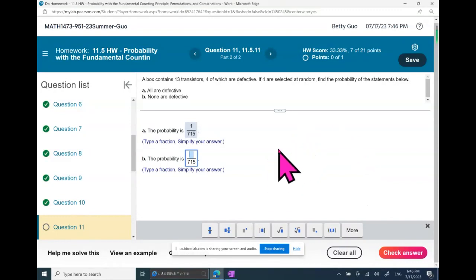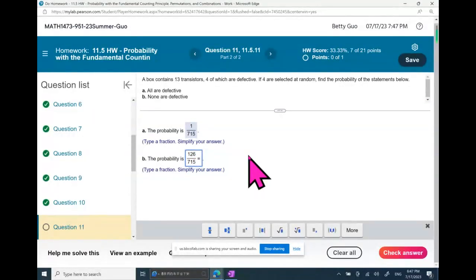So C(9,4). Enter 9 first, go to math, probability, go down to nCr, 4. Enter 4 again: 9 nCr 4. I got 126. Let's see how we simplify.